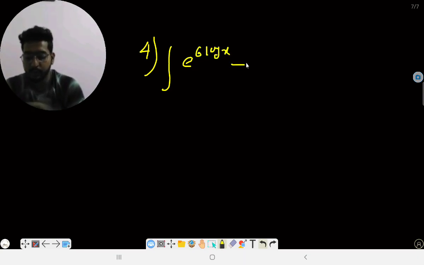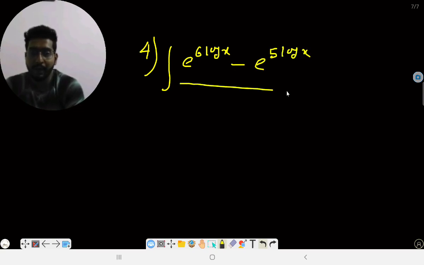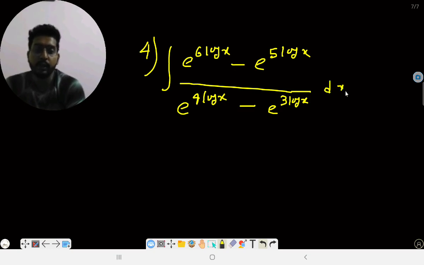Next we'll move to the next one, question number 4. Now what is the question number 4? Question number 4 is similar like this: e to the power 6 log x, this is given, minus e to the power 5 log x divided by e to the power 4 log x minus e to the power 3 log x, and this is dx.